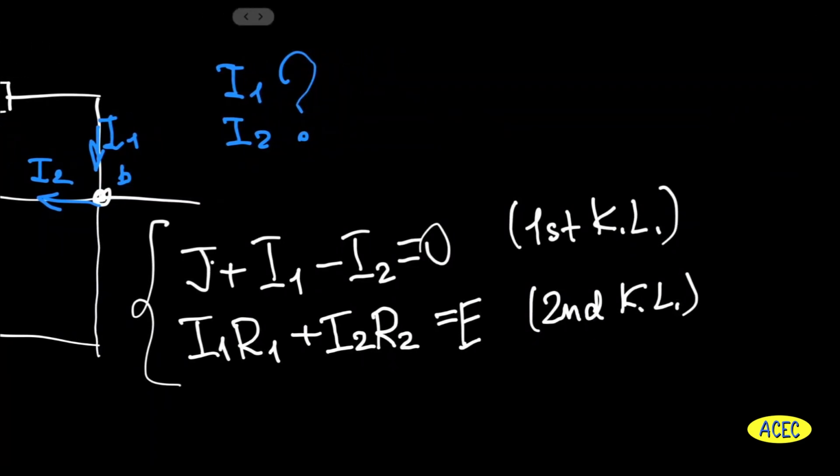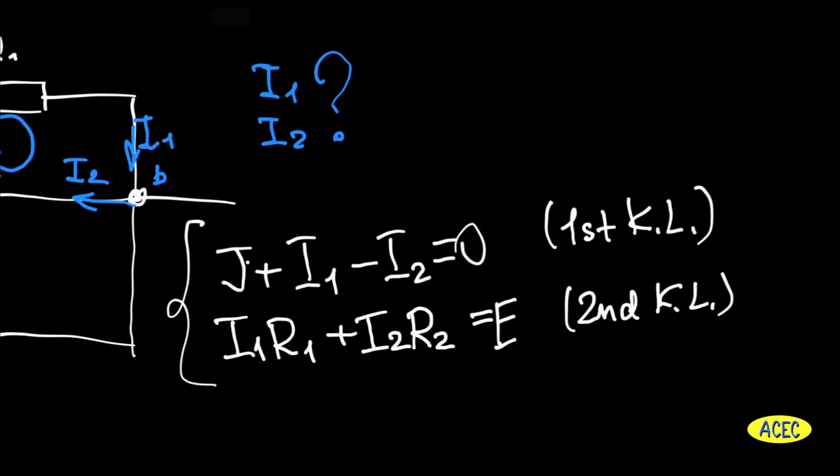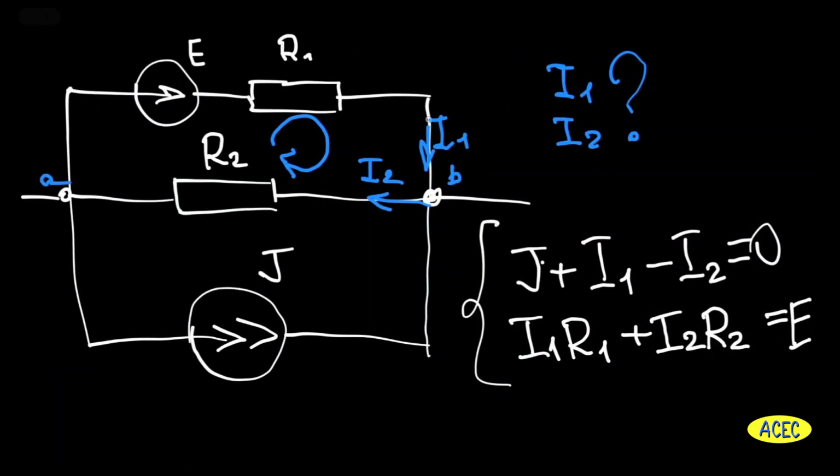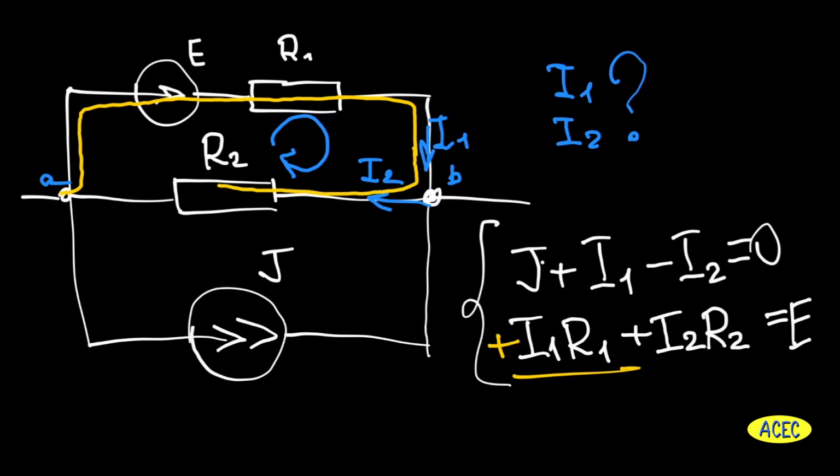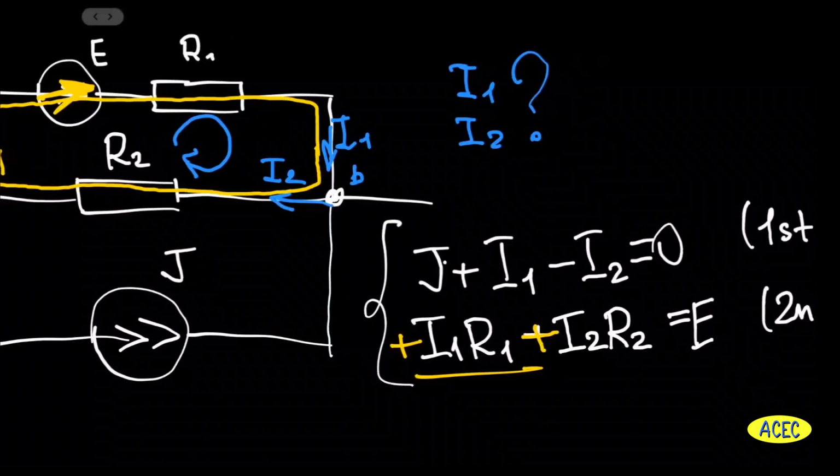Let me remind you how I write down the sign before each part of the second equation. First, the sign of the voltage on resistor number 1. Current through this resistor, I1, has the same direction as the loop current. Current which goes through the resistor number 2 is current I2. This current has the same direction with loop current 2. And voltage sources which are included in this loop, it's only one voltage source E, and voltage source E has the same direction as the loop current.